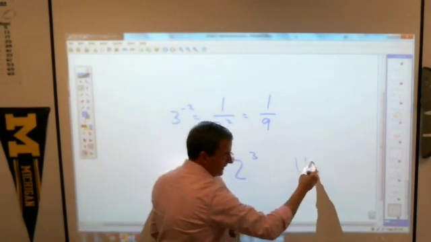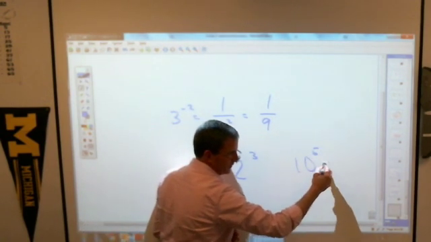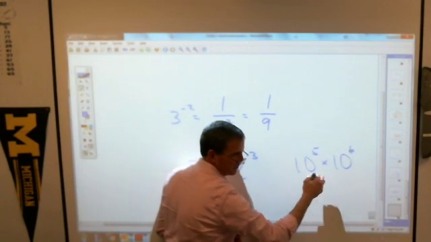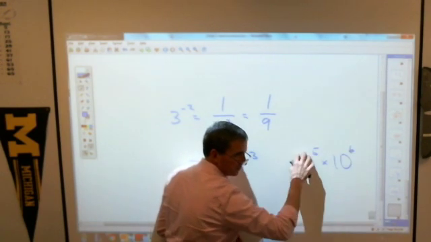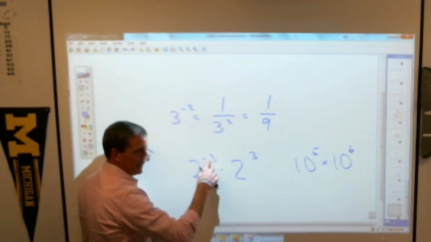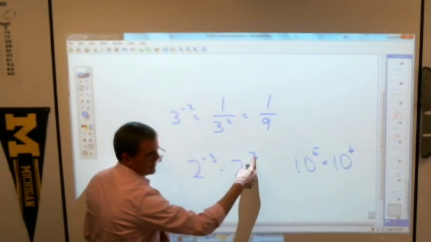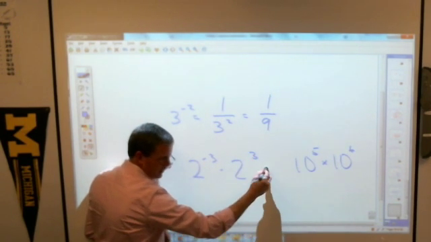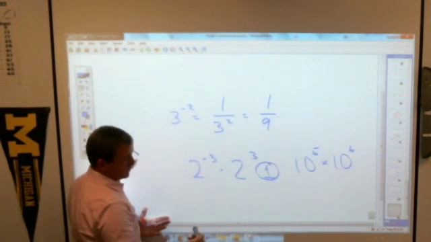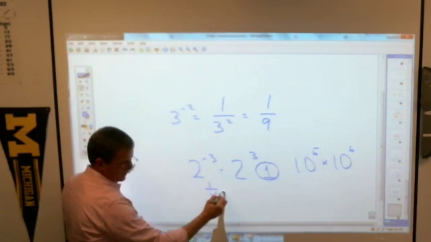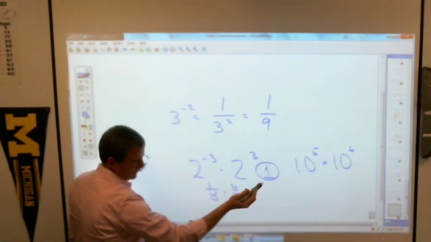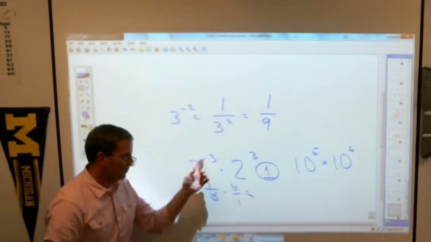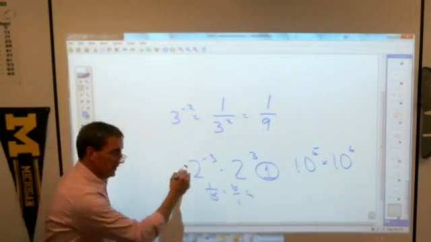When we had 10 to the 5th and we multiplied it by 10 to the 6th, you got 10 to the 11th. What is negative 3 plus 3? Anything to the 0 power is? The answer to this is 1. If you did it out, it would be 1/8 times 8 over 1. And that would end up with 8/8. But you shouldn't have to do that because you can add exponents, as long as the bases are the same.